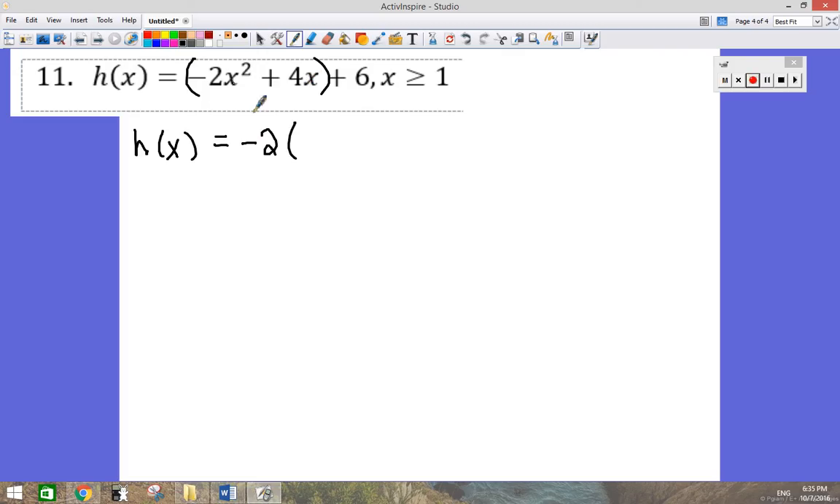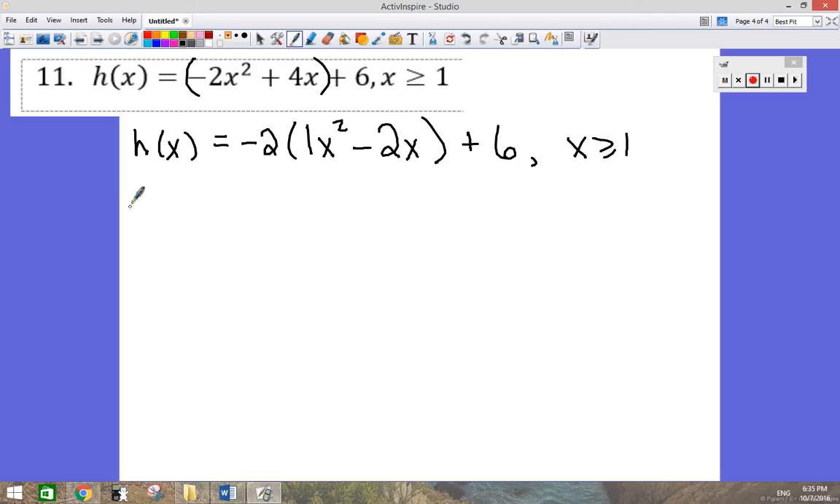-2 times +1 is -2, so I haven't changed the problem. I need a +4 here, so when I factor out a -2, I need that to be -2. If you distribute this negative to both terms, you'll get what we started from. So all I've done is factor it, and we have the same problem, the +6, and of course x greater than or equal to 1 is coming along for the ride.